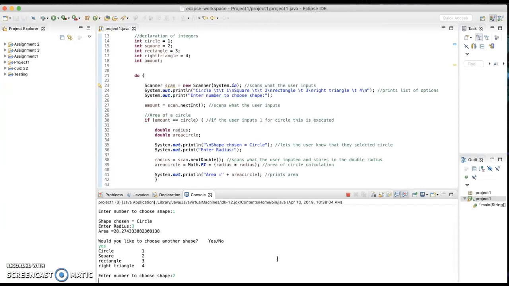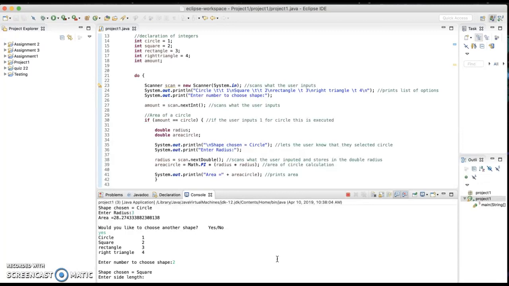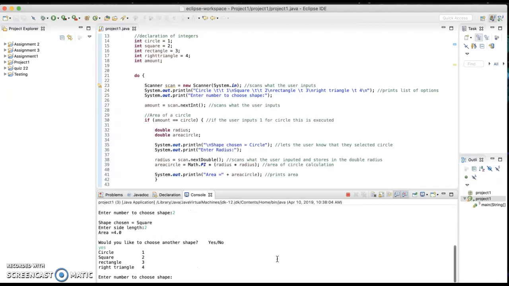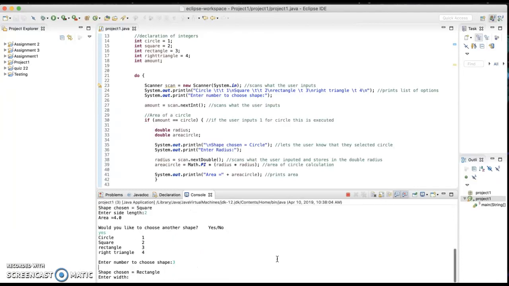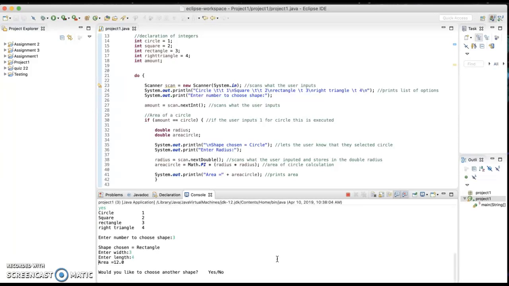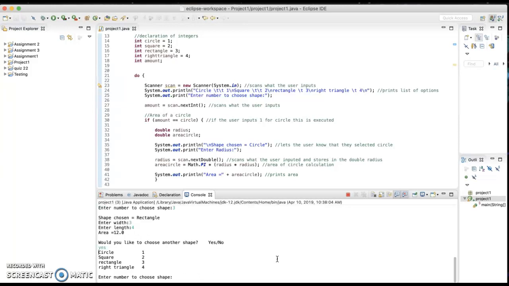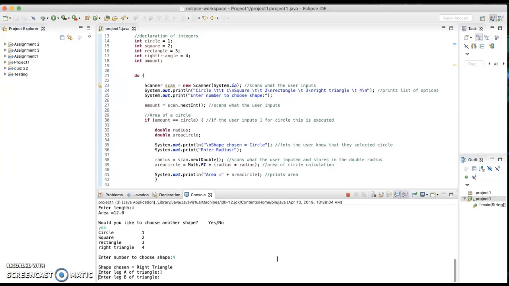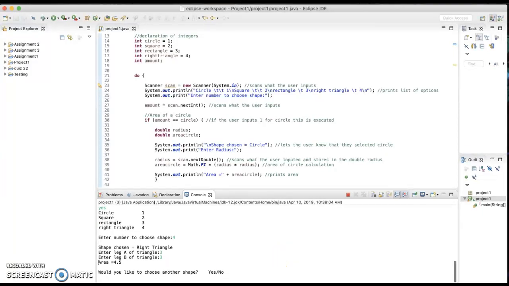So I'll do square. And the side, let's say I want it to be 2. And the area equals 4. So I'll do the next one, just 3 for rectangle. And the width, I'll do 3. And I'll do 4 for the length, equals 12. 3 times 4 equals 12. So yes, and then I'll do a right triangle, which is 4. And so the first leg, 3, second leg, 3, gives 4.5.